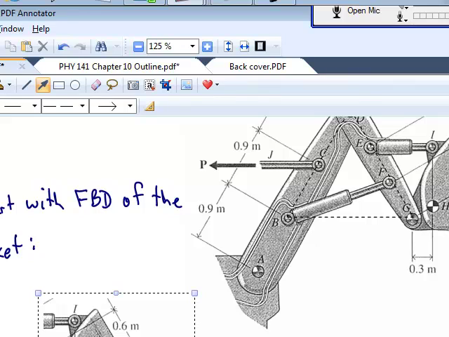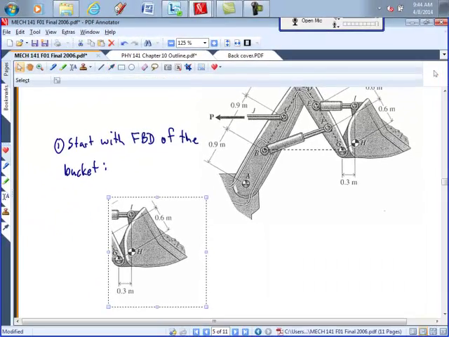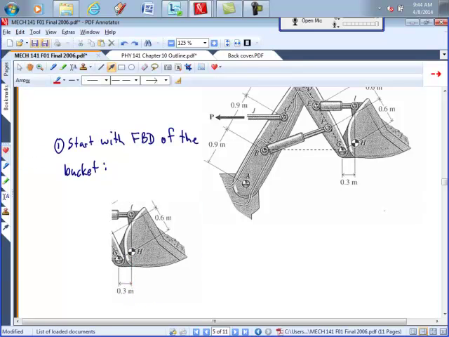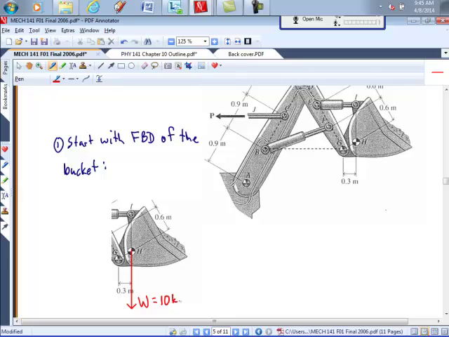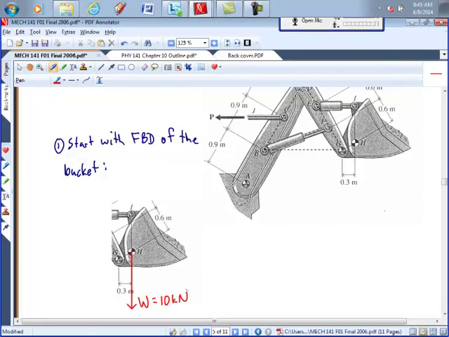So what forces are going to be acting on this bucket? So we said the weight, which acts through H, which was its center of mass. And we were told that the bucket and its contents have a weight of 10 kilonewtons. Okay.